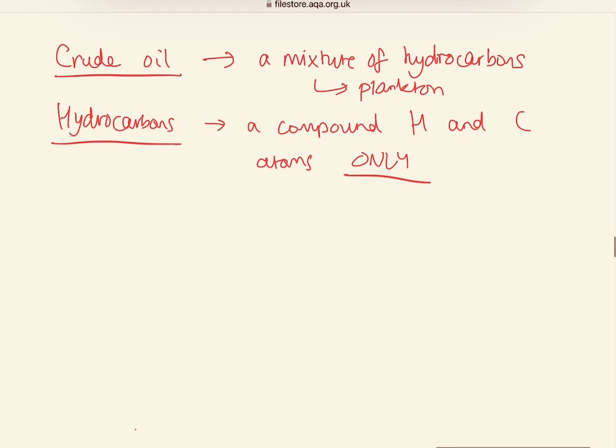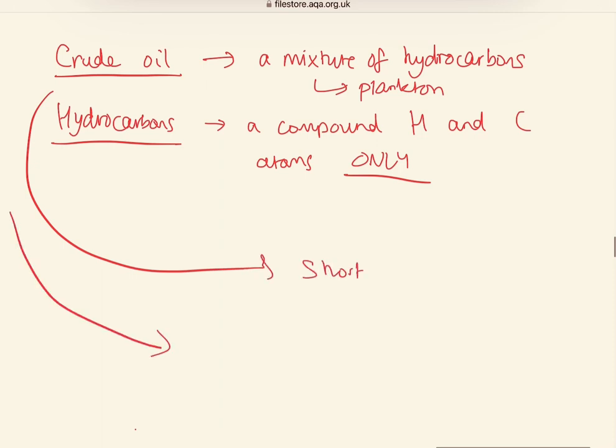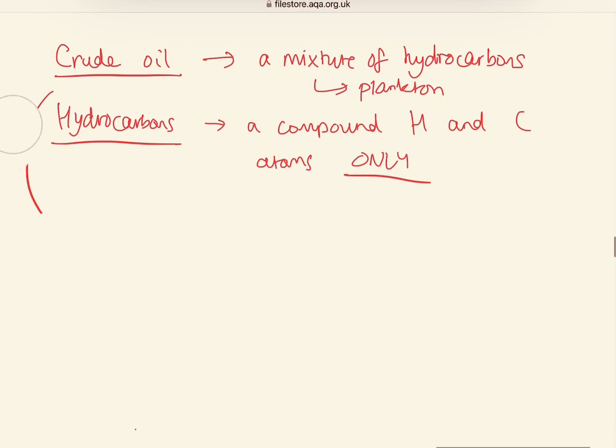So crude oil is a mixture of hydrocarbons, but these hydrocarbons are all different. When we say different, what's the main difference between different hydrocarbons? The length. So crude oil is made up of short hydrocarbons, long hydrocarbons, and medium hydrocarbons. The way to separate hydrocarbons is fractional distillation.